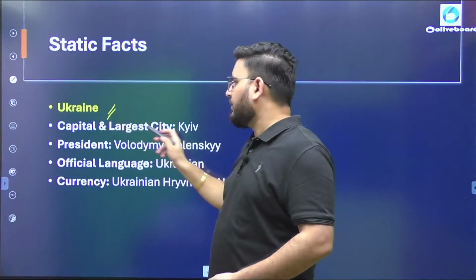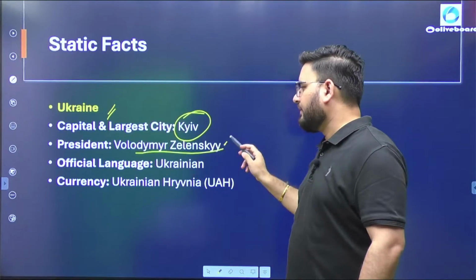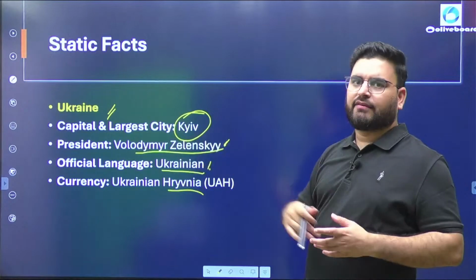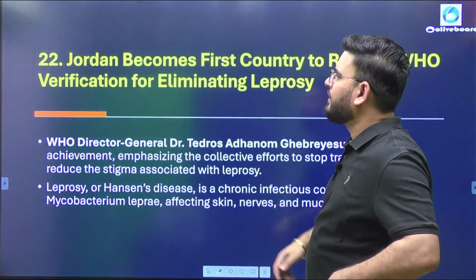Now Ukraine, I've already told you that the largest city and the capital is Kyiv. The president is Volodymyr Zelensky. The language is Ukrainian. We have already covered it. Moving on to the next one.